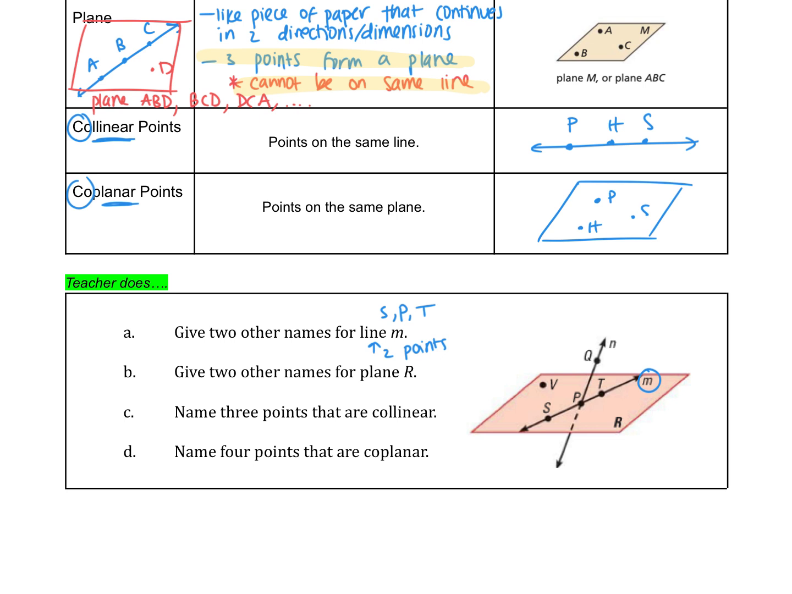I could call this line SP. We need that little line over the top, and you have to have the arrows. I could call it PT. I could call it ST. I could reverse the order and call it TS. And there's a lot more.